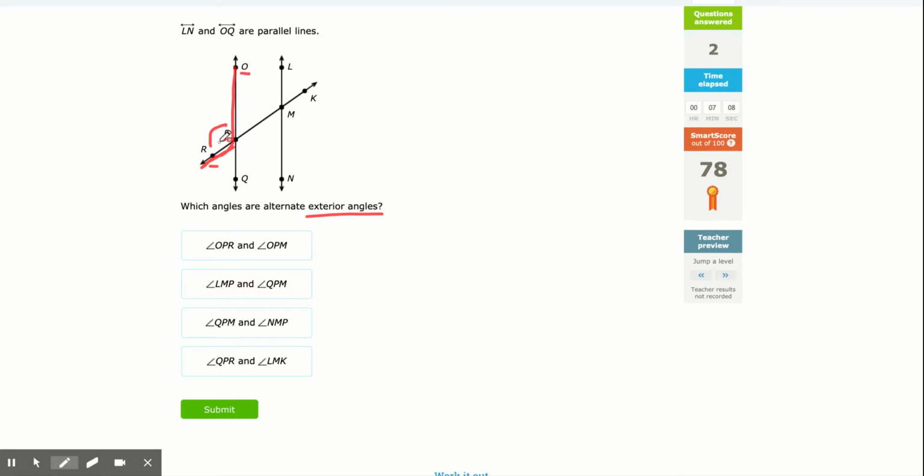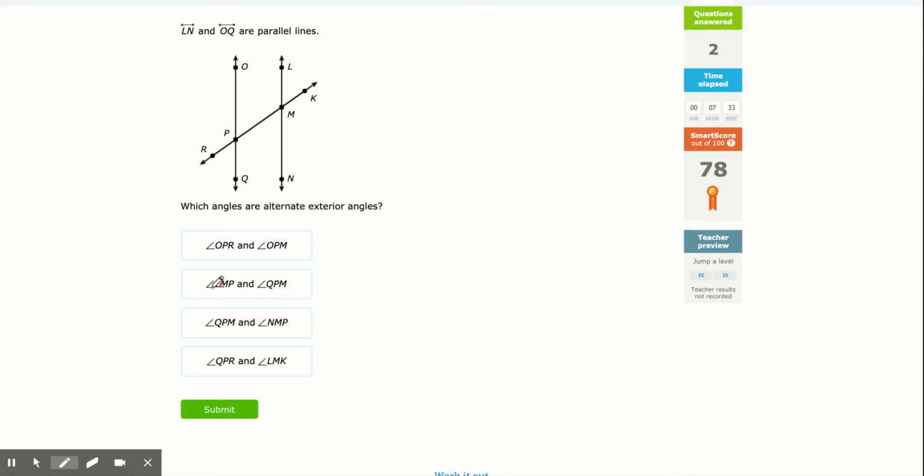So I want to say, well, what's the alternate exterior angle to that? Well, I need to be on the exterior of the other track and on the alternate side of the transversal, the line that crosses across the tracks. So I'd have to be this one, which is KMN. So I come down here to look to see if this is KMN, and it's not. So that's not the right one.